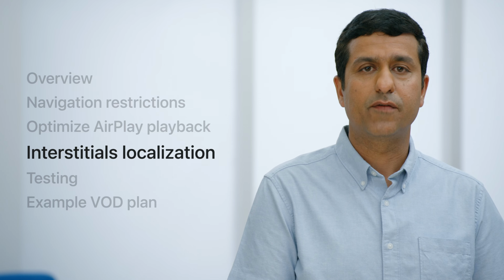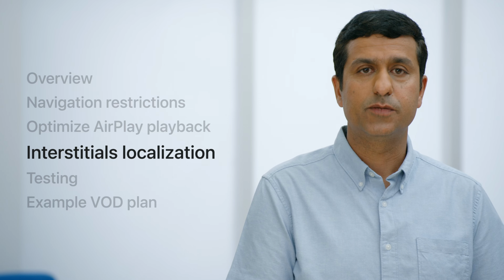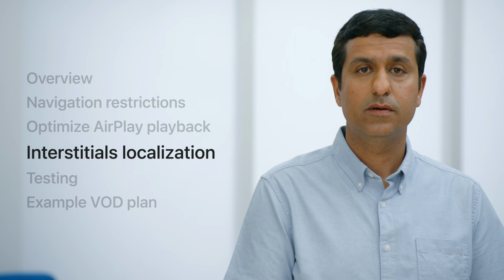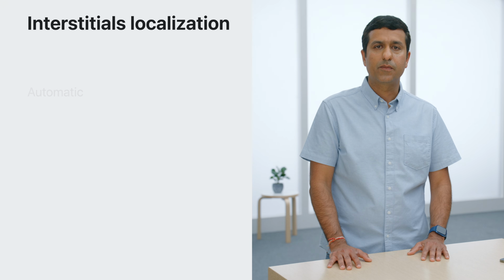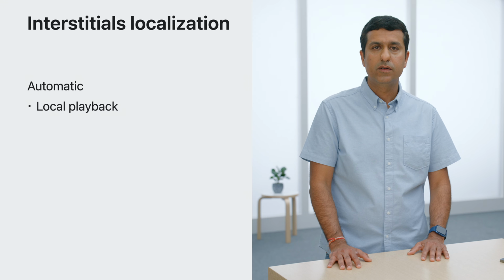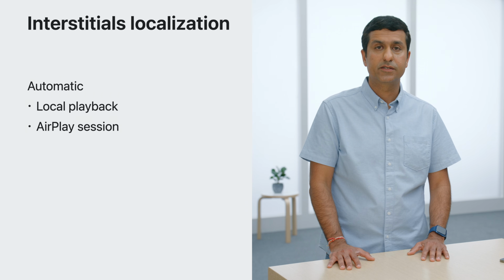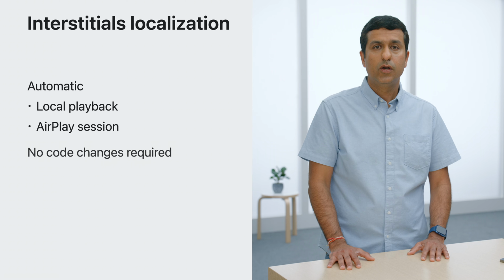For your customers that have a requirement to increase subscriber engagement based on the language of interstitial or ads, it is possible to specify matching audio and subtitle tracks for interstitials. If the interstitial and the primary asset have similar audio and subtitle tracks, automatic track selection will be applied while playing interstitials. This automatic selection is applied for local playback and AirPlay sessions. No code changes are required for this.